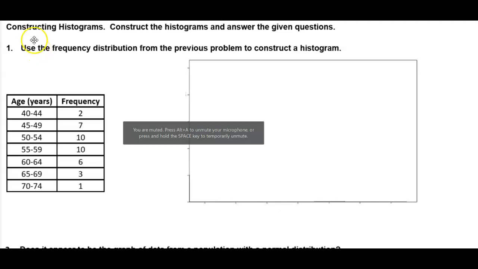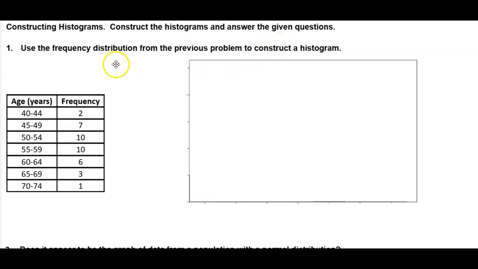In this question, we want to be able to construct a histogram. And so we're going to construct a histogram and then answer the given questions. Now we're going to use the frequency distribution that we created from the previous problem to construct a histogram. So the first thing we want to do is label our graph before we create this histogram.